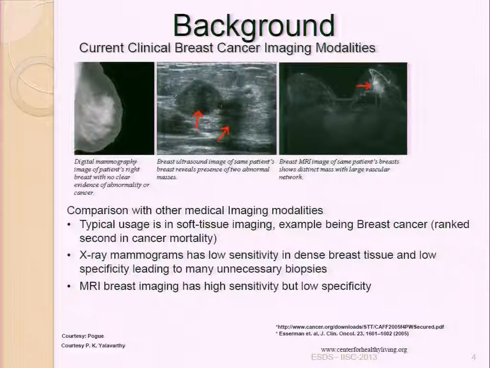But when you take this MRI, you clearly see the high vasculature representing the tumor. So every imaging modality has some advantages and disadvantages. So that's why we are using this DOT, which gives this functional information.